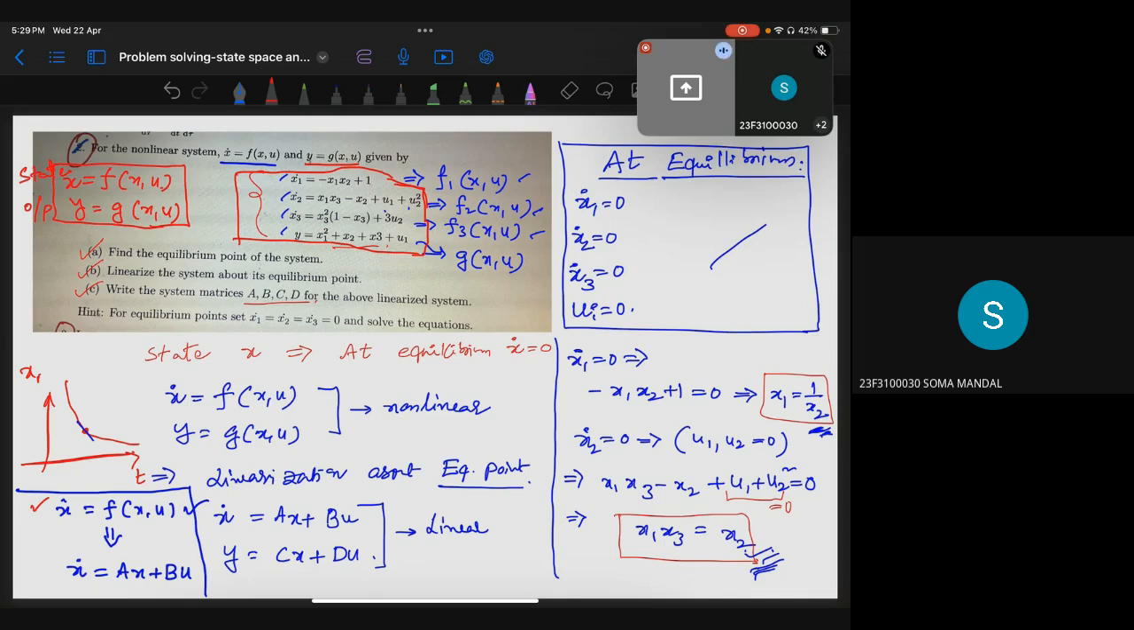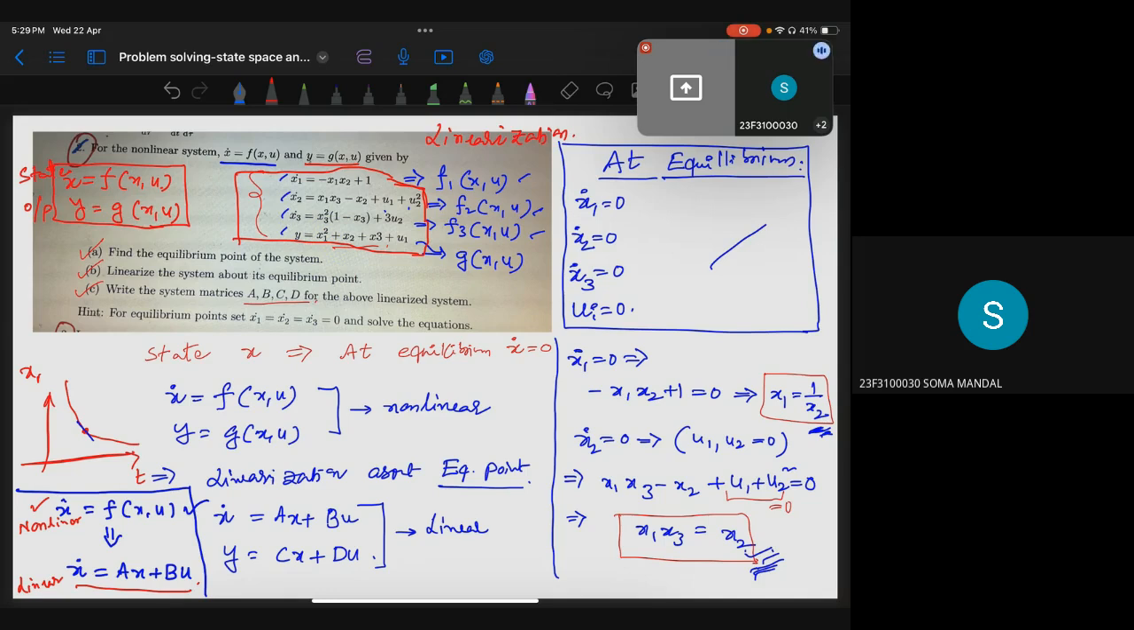Okay. So if we convert that into this form, x dot is equal to ax plus bu, simply we could say that this is the non-linear version, and this is linear. Okay. So converting from non-linear to linear is called linearization. Is that clear?